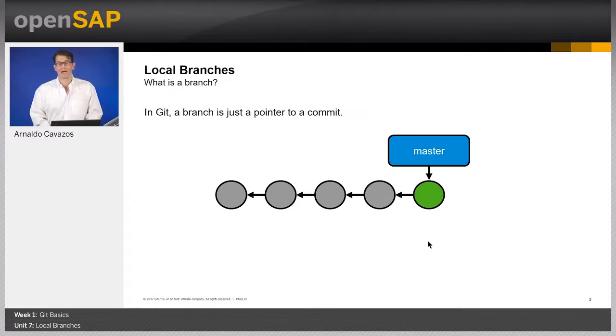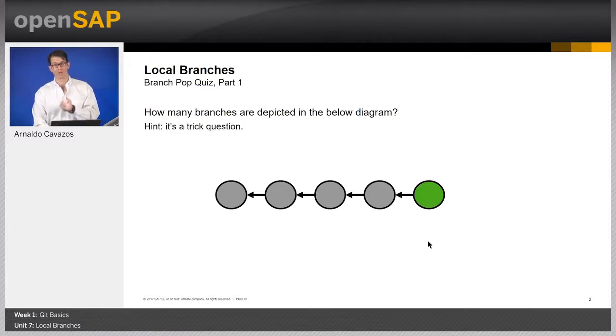In Git, a branch is just a named pointer to a commit. So in the previous slide, there were no named pointers. So the correct answer here is 0. There were no named pointers to commits, so there are no branches. Okay, that quiz is mildly irritating, but I'm using it to make an important point that a branch is a pointer to a commit.